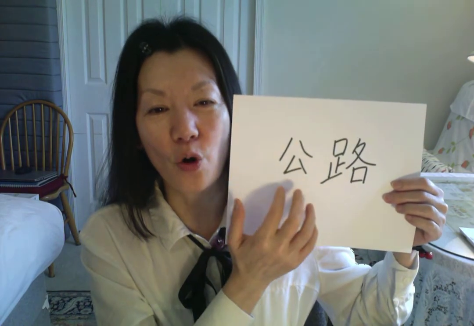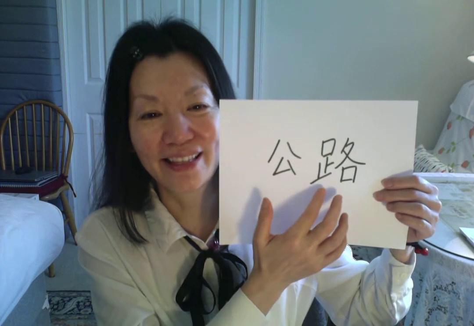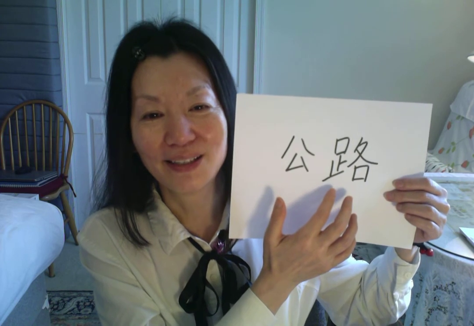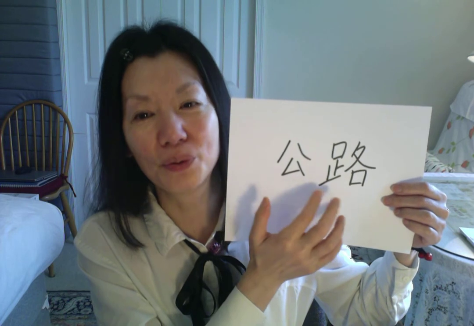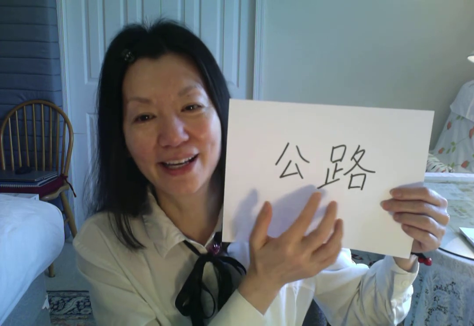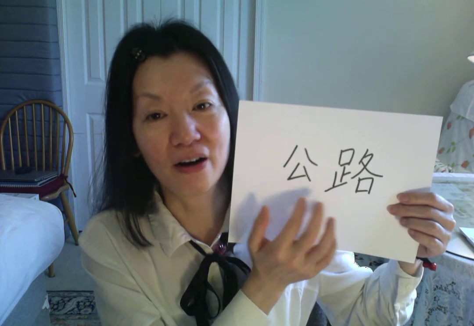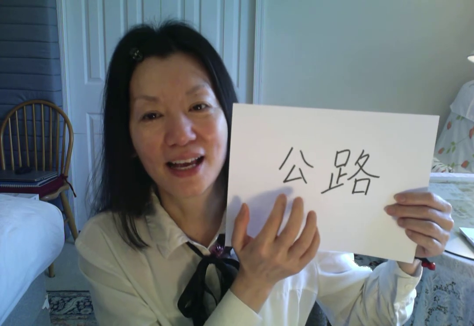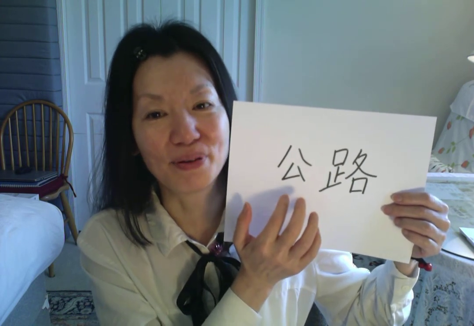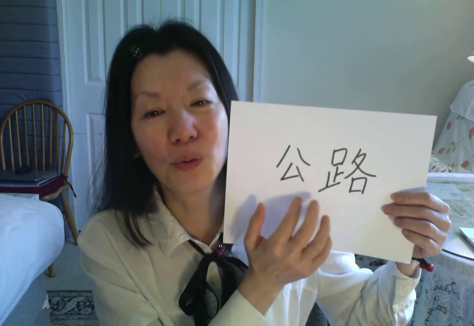Gōnglù. This character is pronounced gōng, public. This character is pronounced lù. Lù is road or path. Gōnglù together is public road, which means highway or freeway. In Chinese, when we say public road, it means you can drive at high speed. This means highway. 公路, public road, highway.